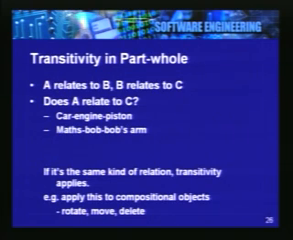Then there is an important aspect in part-whole relation called transitivity. A relates to B and B relates to C. Does A relate to C? For example, car, engine, piston. Engine is part of car, piston is part of engine. So, piston is also part of car. Then you can say Bob is part of maths class and Bob's arm is part of Bob.